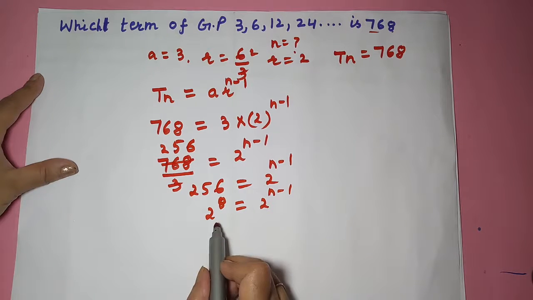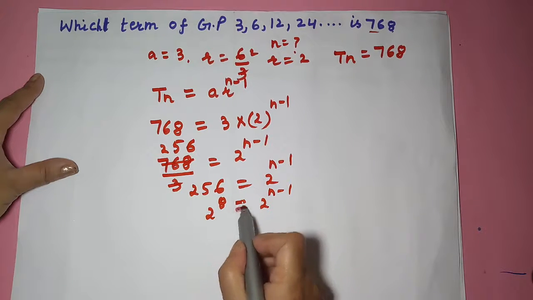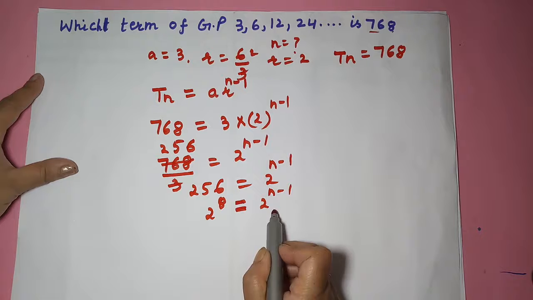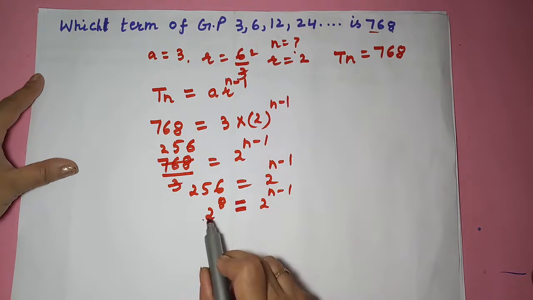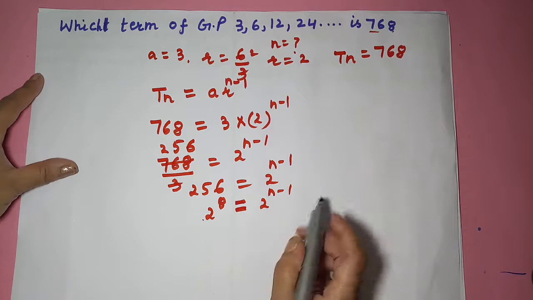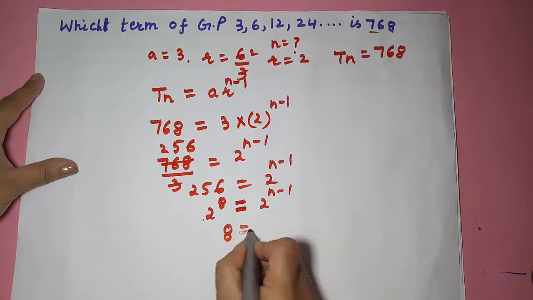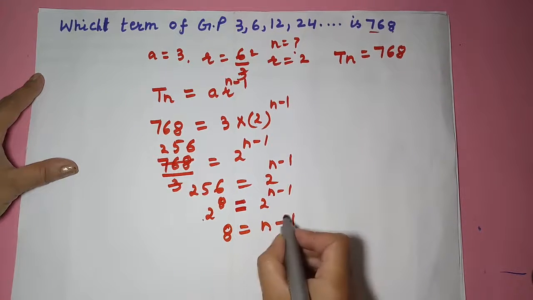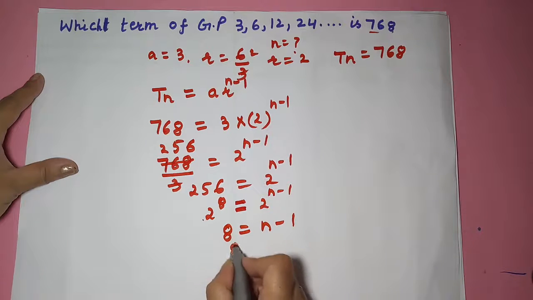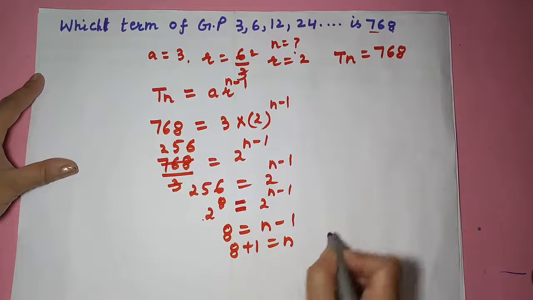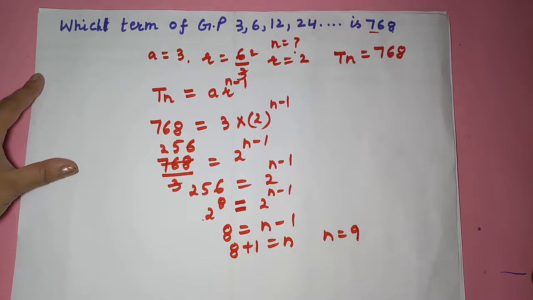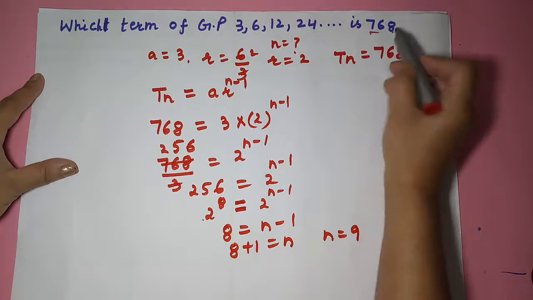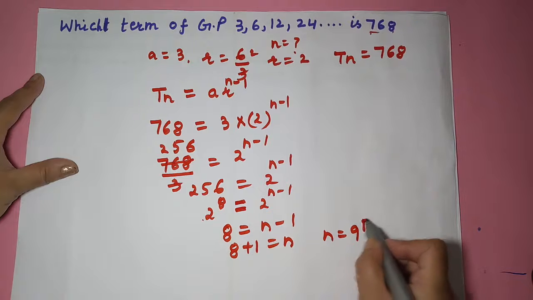Now, you know that if you have 2 on both sides here, when your bases are same, in the equation, you can compare the powers. So can I write 8 is equal to n minus 1? Shift this one here, 8 plus 1 equals 9. So you have calculated n as 9. So which term of this GP is 768? Ninth term.